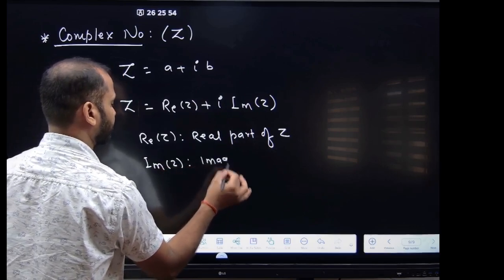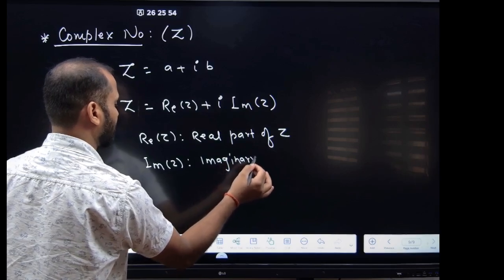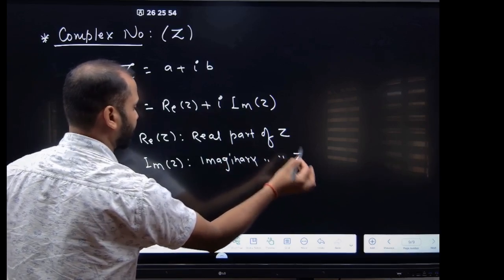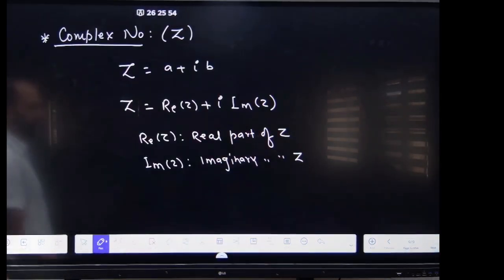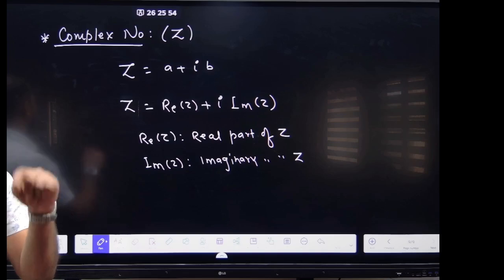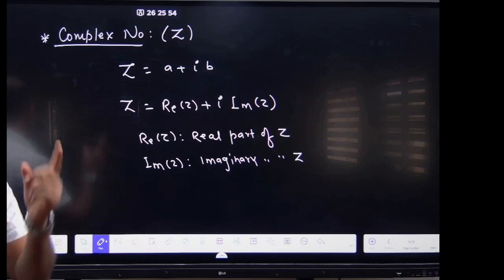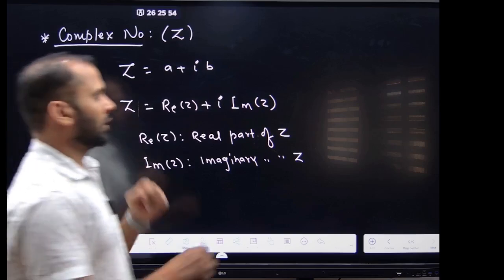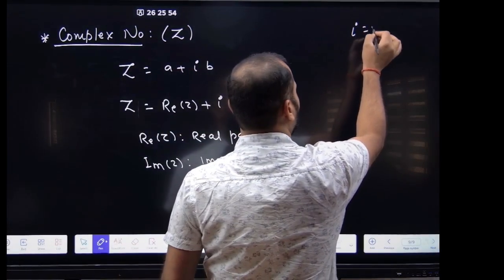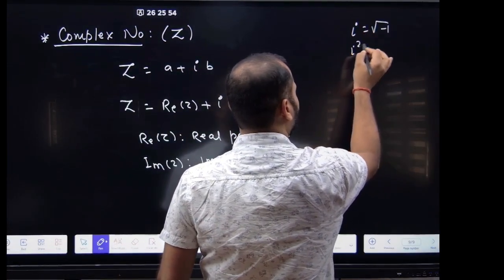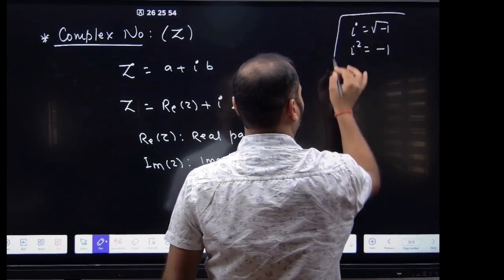Imaginary part of Z. Correct? So the term which is associated with iota is called the imaginary part. The term which is independent of iota is called the real part of Z. What is iota? The same iota that we taught. Iota is nothing but root under minus 1. What is iota square? Minus 1. This is iota.